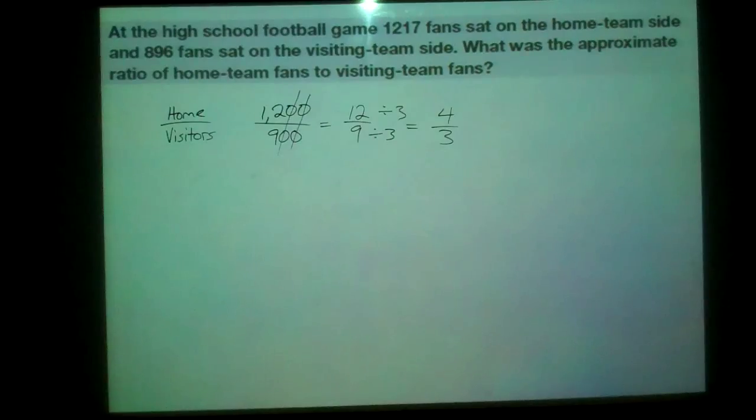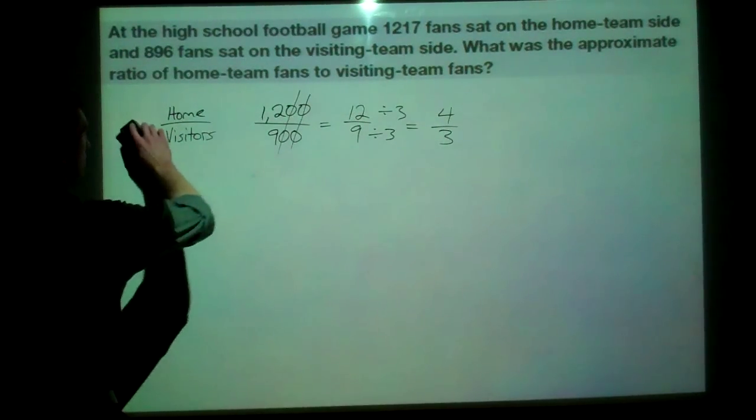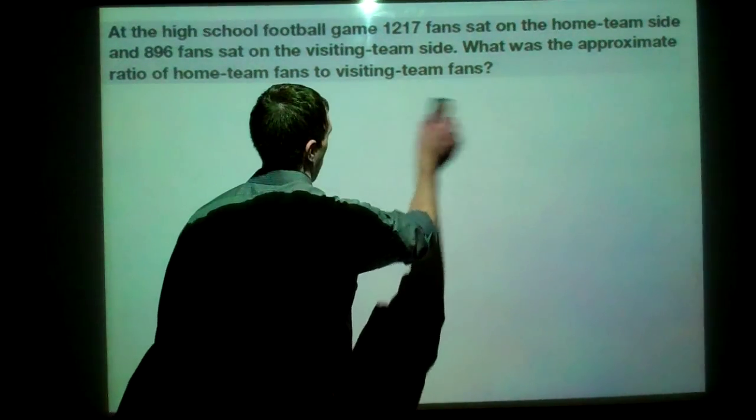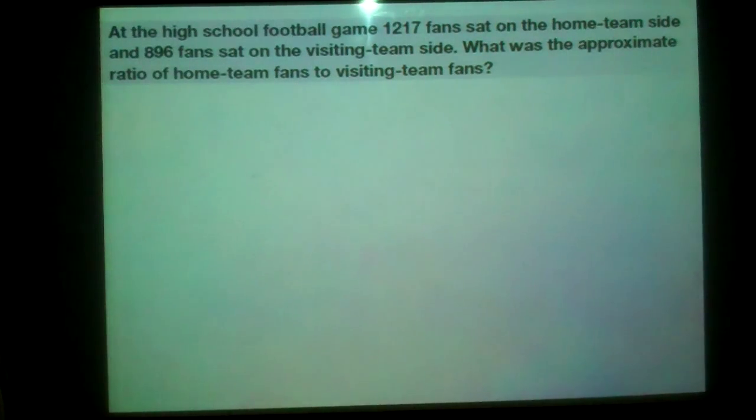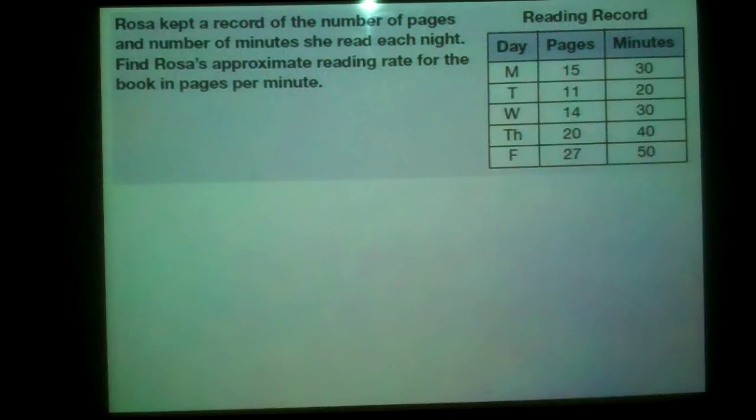So for every 4 home team fans, there would be 3 visitors. And this tells us that there are more home team fans than there are visitors. Okay? So that's how we use ratios to approximate. And we're going to do one more problem here that's a little different than the ones we have been doing. It comes from a table, and it's a little different.